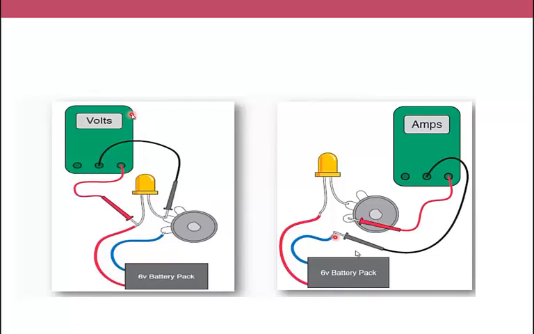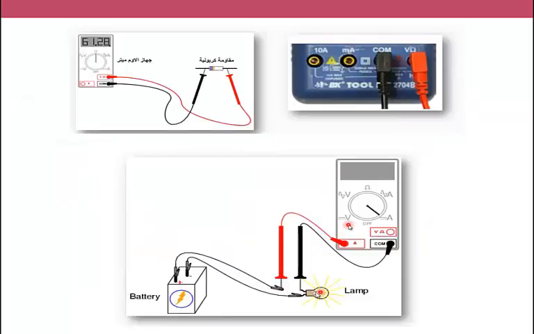If we are going to measure the voltage around this LED, we are going to put the probes in parallel. If we are going to measure the current, we are going to disconnect the circuit and make the connection in series. If we are going to measure the resistance, we have to disconnect the circuit, isolate the resistance, put the probes in parallel, and select the ohmmeter.